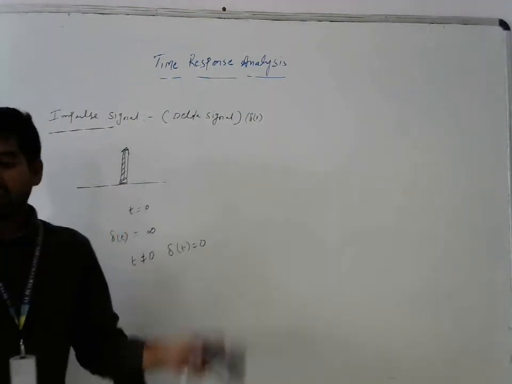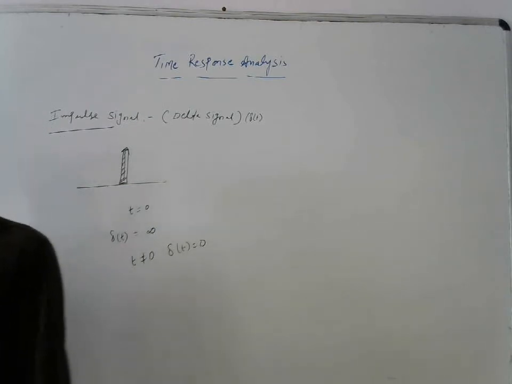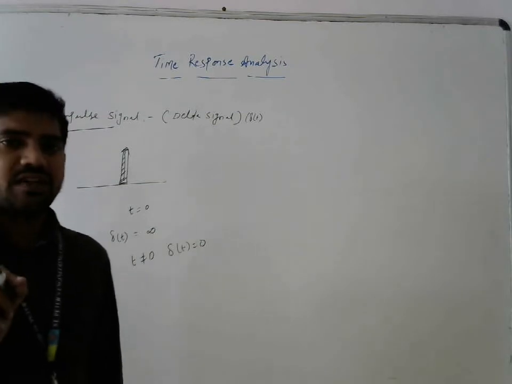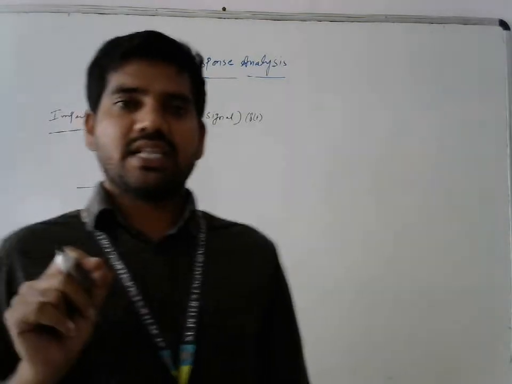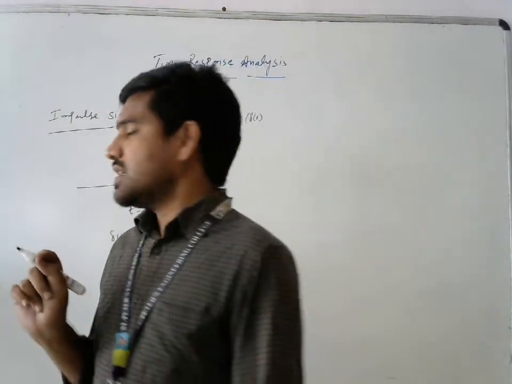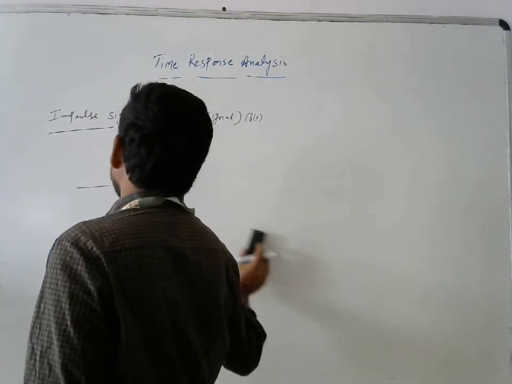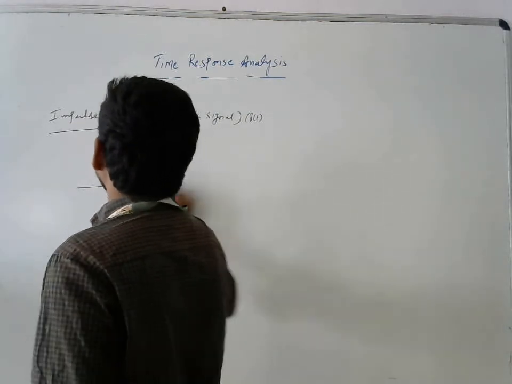Only at t equal to 0 will it have a value, and only for a very short duration of time, within milliseconds. This we call an impulse signal or delta signal.